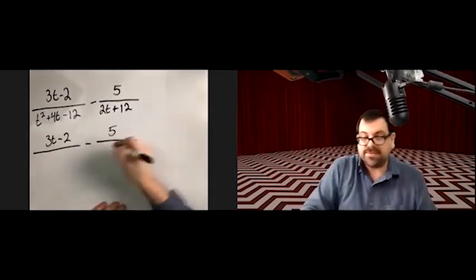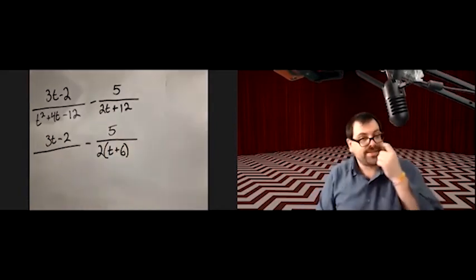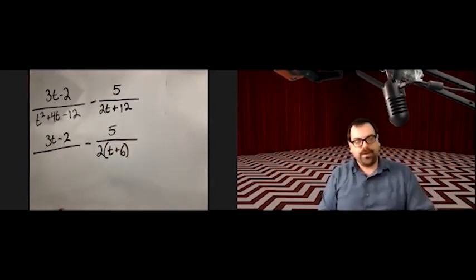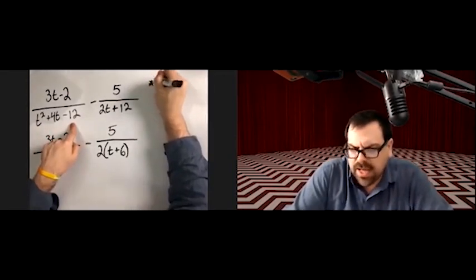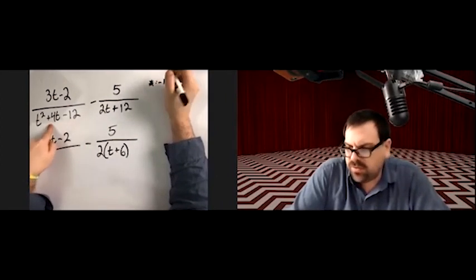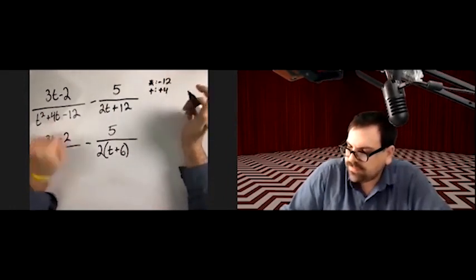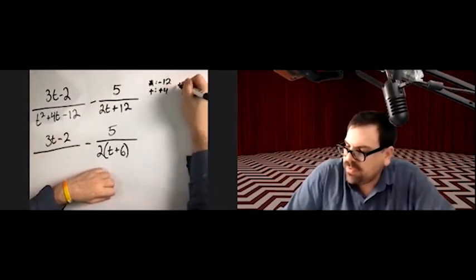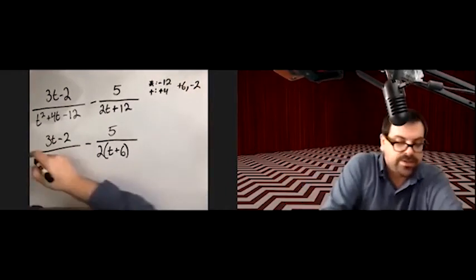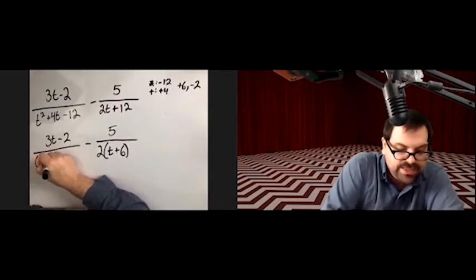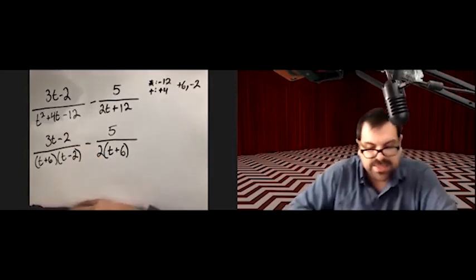This one's easiest because we can factor out a 2, and we're left with t plus 6. Over here, we would need numbers that multiply to negative 12 and add to positive 4. These numbers would be plus 6 and minus 2. So this is t plus 6 times t minus 2.